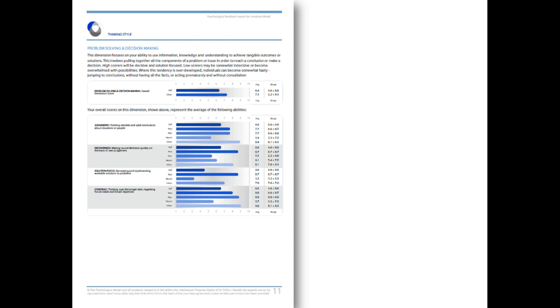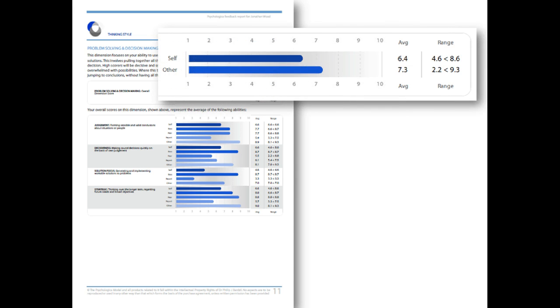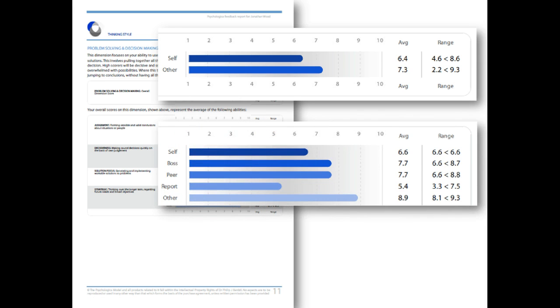The main body of the report and most subsequent pages break down each skill area into its component parts. So here we're looking at problem solving and decision making. At the top of the page you can see the average for this whole area, and we can see scores from the target themselves and the average of the scores from others. And again we have this as a number and we show the range of scores here.